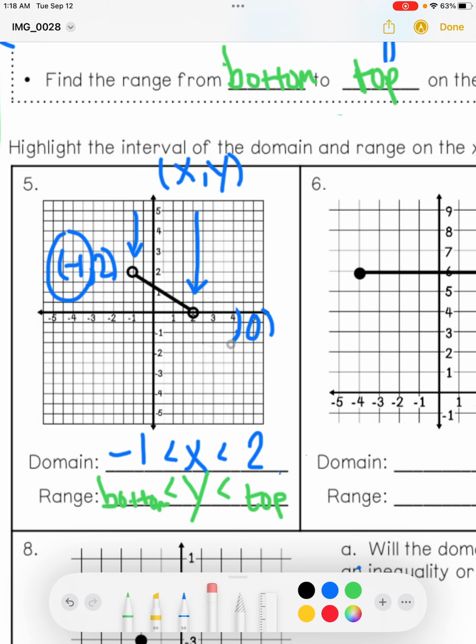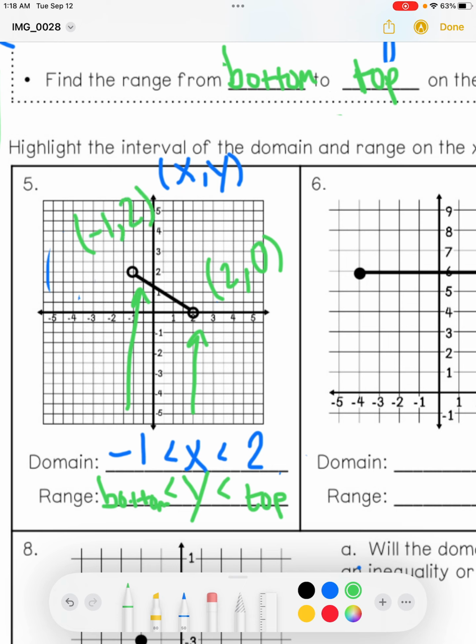Okay, so let's do that. Let's find our coordinate points that are at the bottom and at the top. So, if I'm trying to find the bottom value, that looks like that coordinate point right there. And if I'm trying to find the top value, it looks like it's that coordinate point. So again, we can find those coordinate points. They happen to be the same as last time. That happens sometimes. -1 and 2.